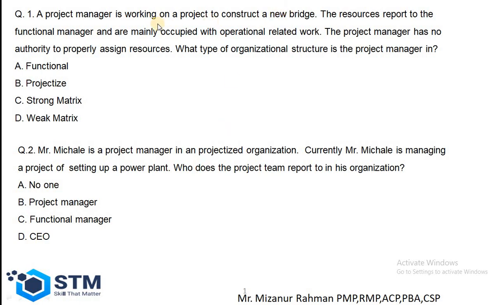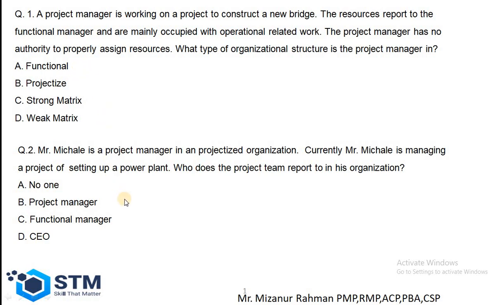Here, the resources of the project report to the functional manager, this is one keyword, and they are mainly occupied with operational related work. Another thing is the project manager has no authority to properly assign the resources. So we can say the answer to this question is that the organization type is functional. A is the correct answer here.